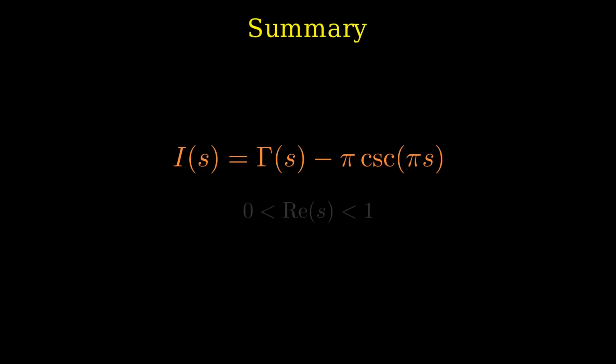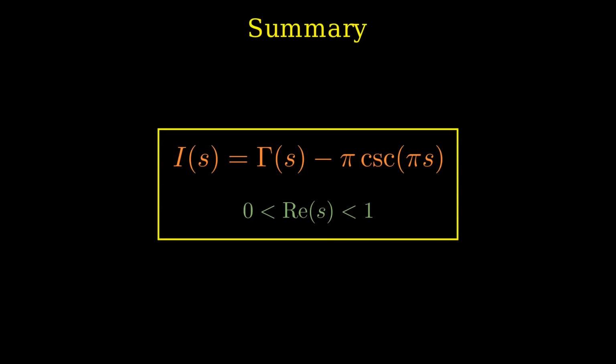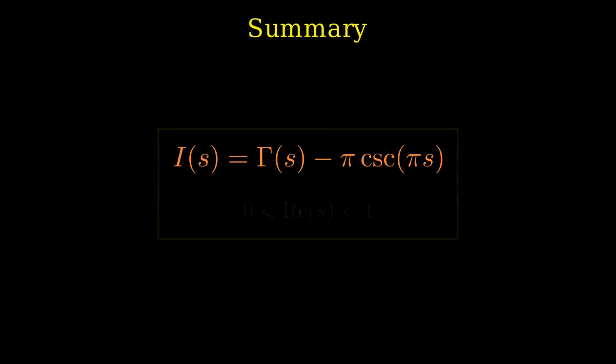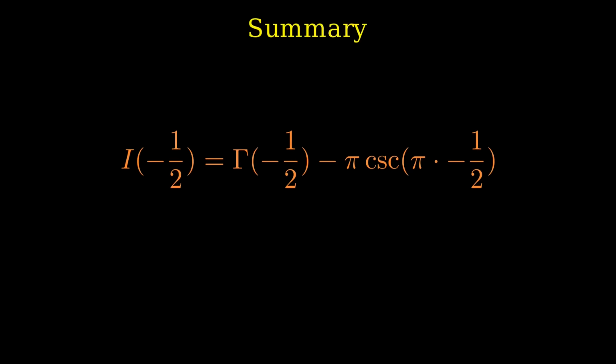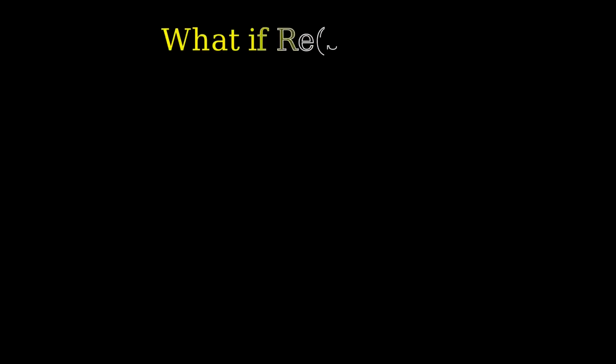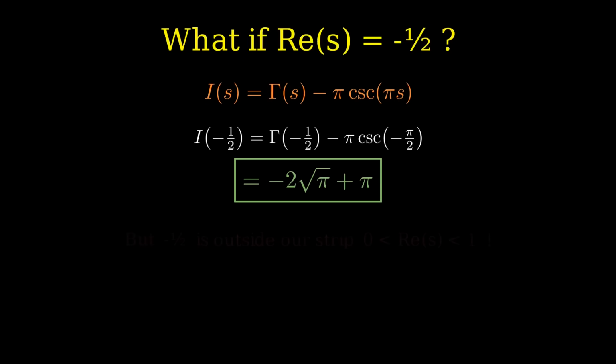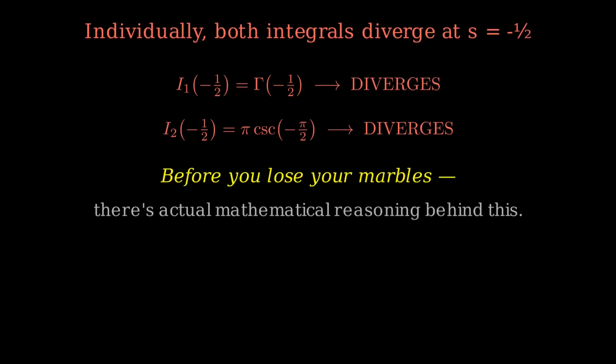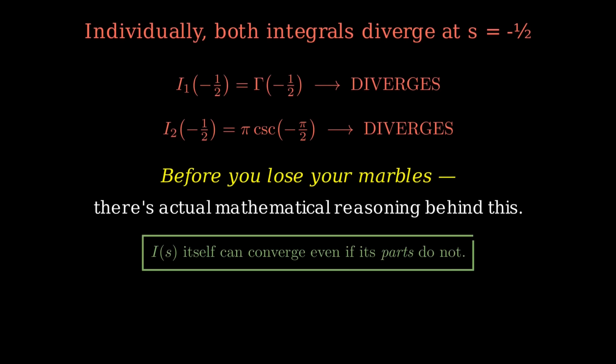Okay, now we understand that, but we have another issue. What if I told you that despite all of what I just said, if I were to say the real component of s equals negative 1/2, for example, and just plug it into I of s, we actually still get a converging answer, which would be, in this case, negative square root of pi plus pi. If we plug it in the individual integrals, we still see they both diverge individually. So before you start losing your marbles, there is actual mathematical reasoning behind why we can just do that and get a converging answer outside of our region of convergence for each part of our integral. And it's just that, they're parts.